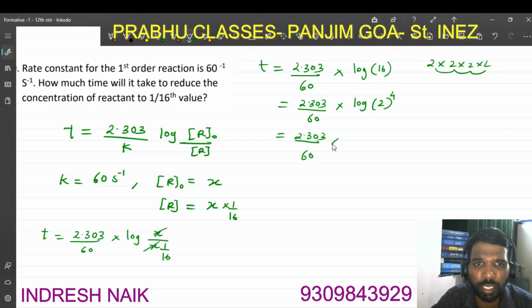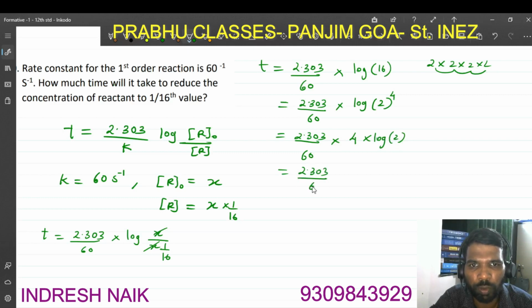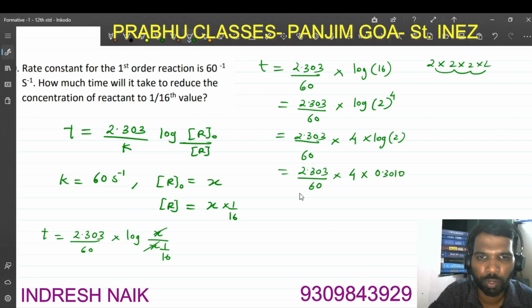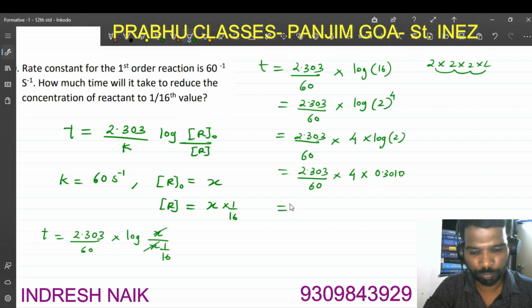This is over here 60. So this is written as 4 into log of 2. So this is 2.303 divided by 60 into 4 multiplied by 0.3010. So the final answer will be 2.303 multiplied by 4 multiplied by 0.3010 divided by 60. So the answer is 0.046.